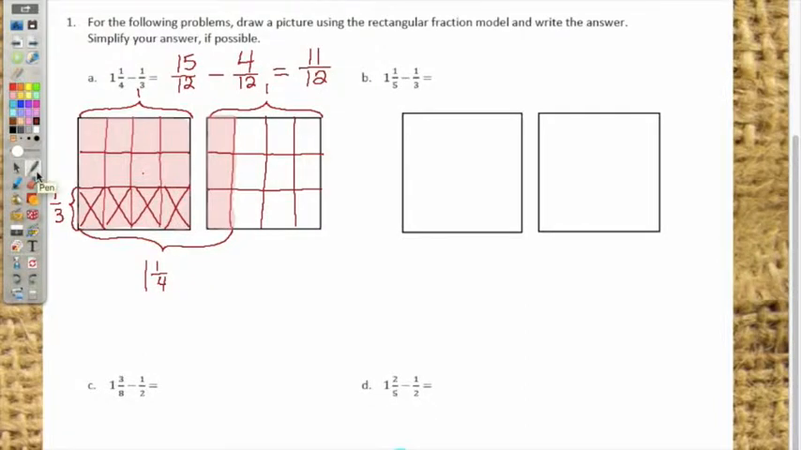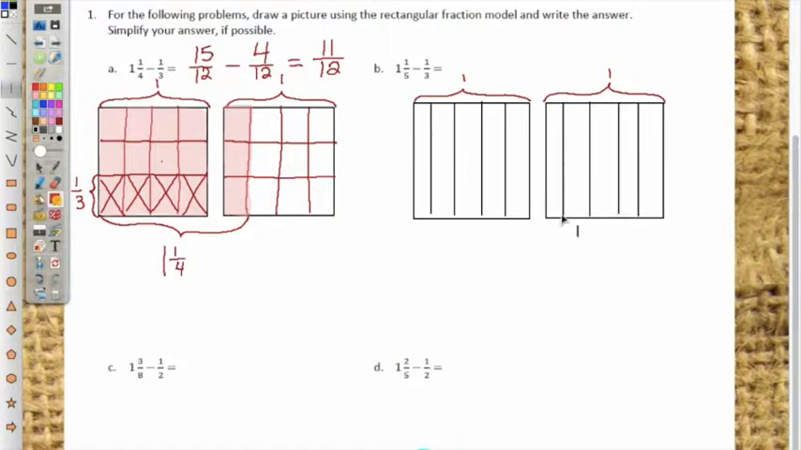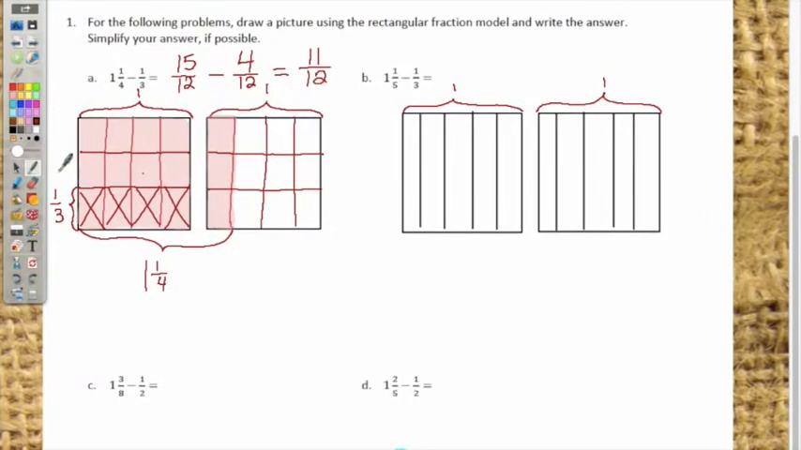Okay, so to start with, what's my mixed number? 1 and 1/5. So what's my denominator for 1 and 1/5? 5. Okay, so 1 and 1/5. So here's 1 whole and then 1/5. So your bracket will go around 1 and 1/5.